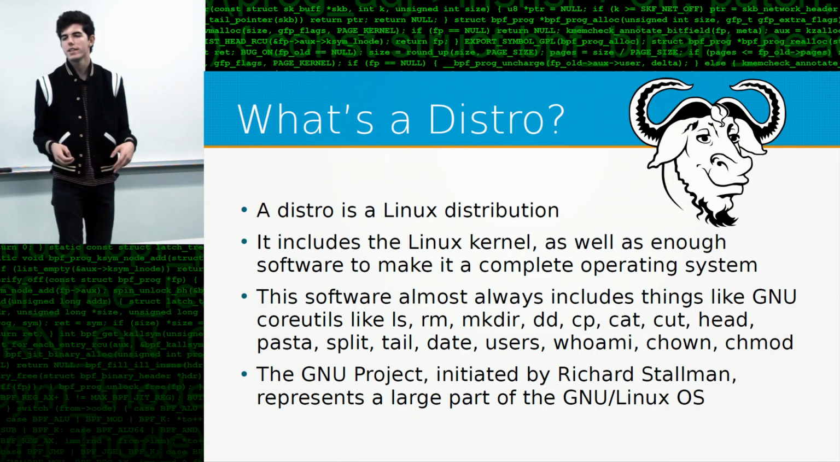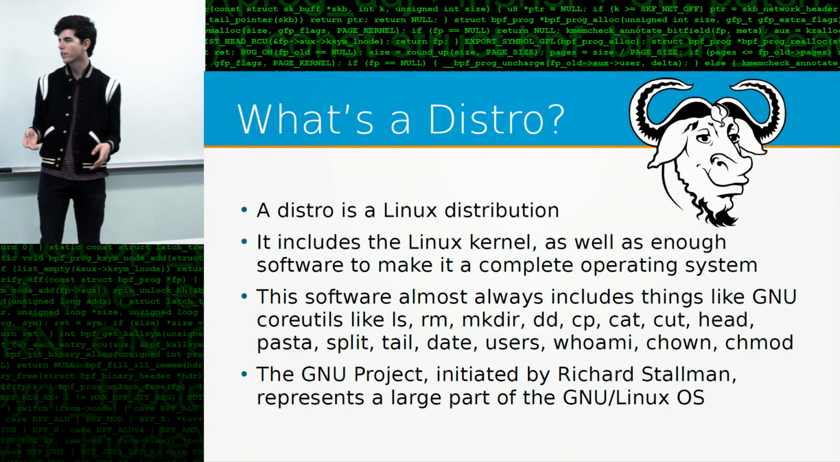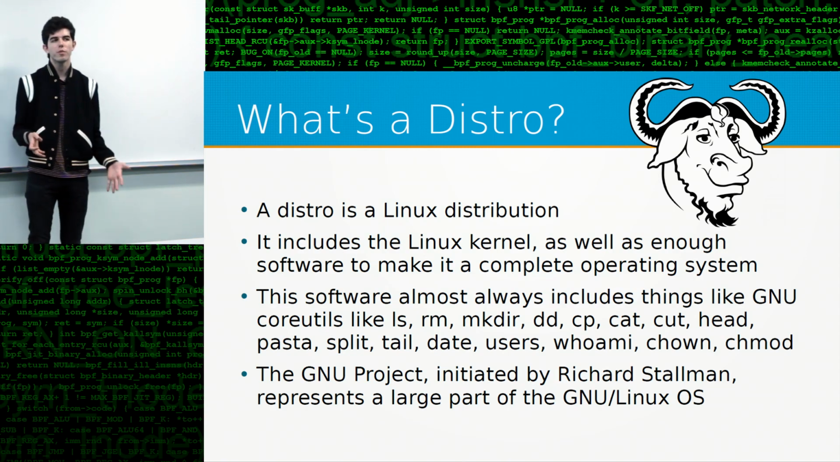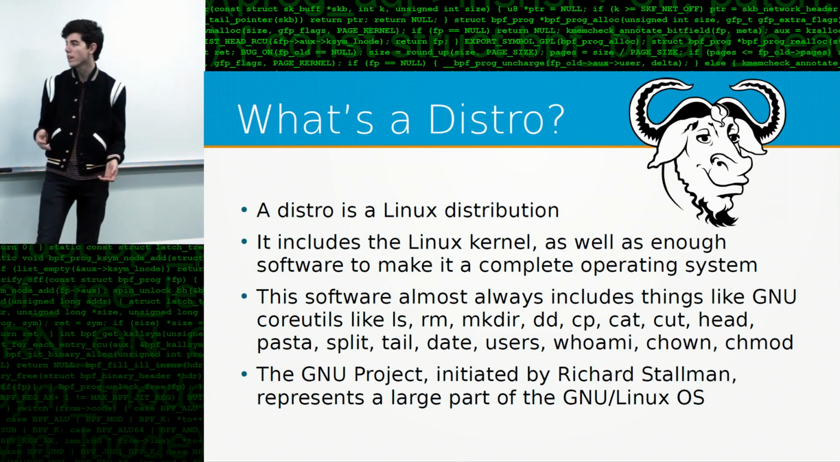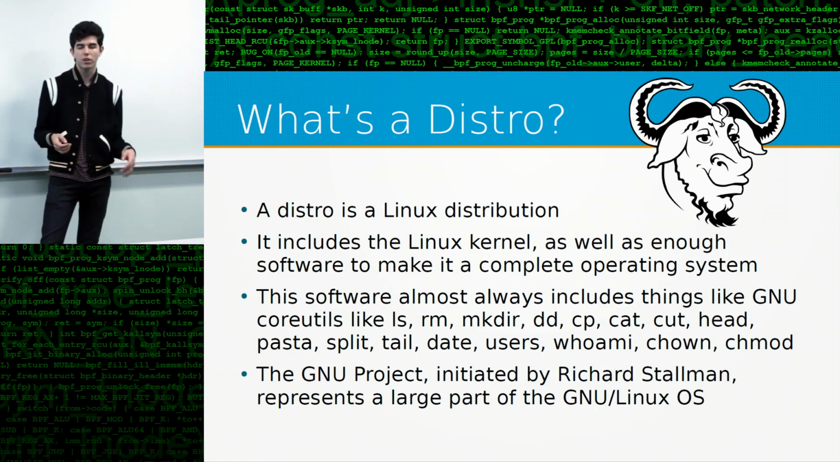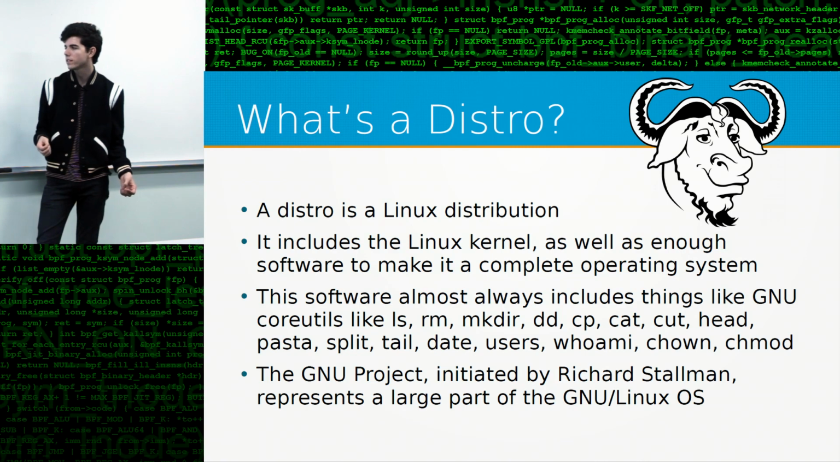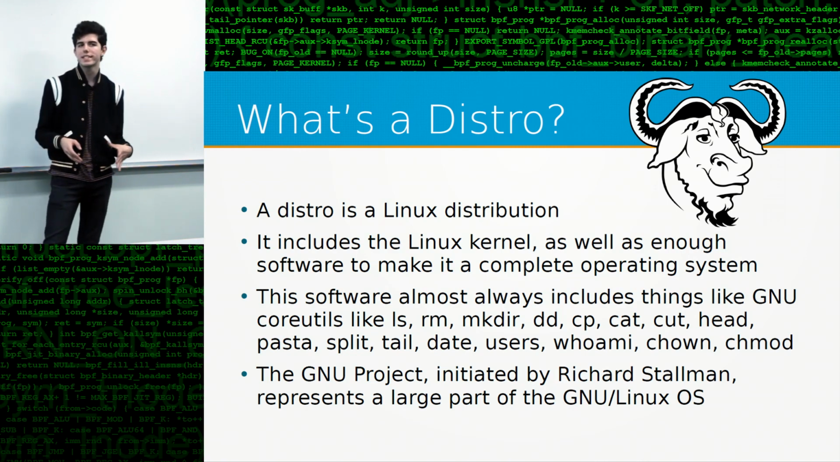So, a distro is a Linux distribution. It includes the Linux kernel, and it includes what would be called core utilities, or in this case, the GNU core utils. These are actual calls which we can process through a kernel. These might be things like ls, which lists files, rm, which removes files, very essential low-level file system functions.